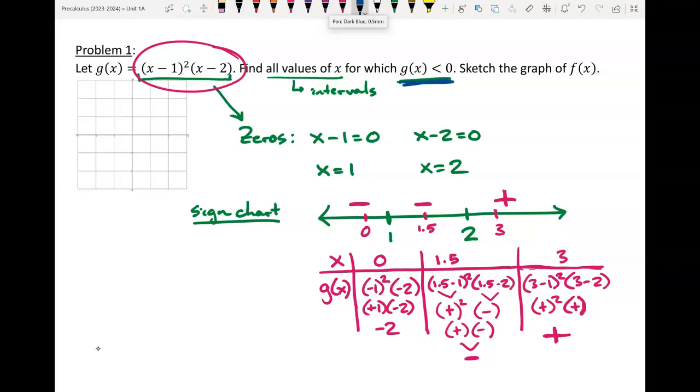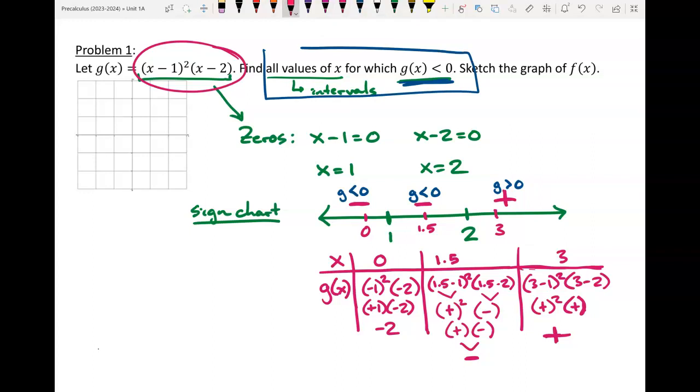So for this first interval, g is less than 0 because we're negative. My second interval is also g is less than 0. And then this one is g is greater than 0 because we're positive. So less than 0 negative, greater than 0 positive. Now it wanted all the values for which g was less than 0. So we can go ahead and write our answer here.